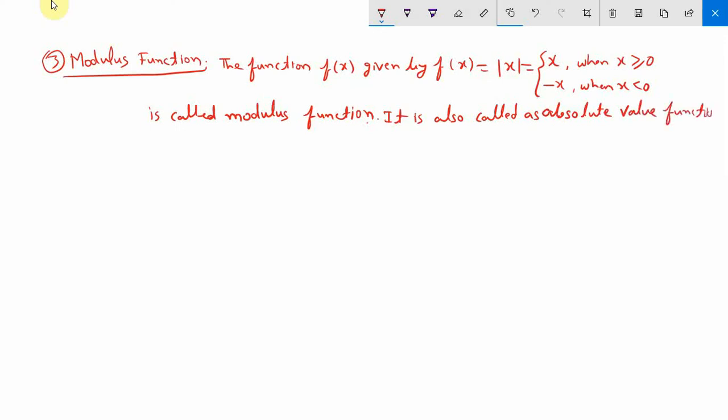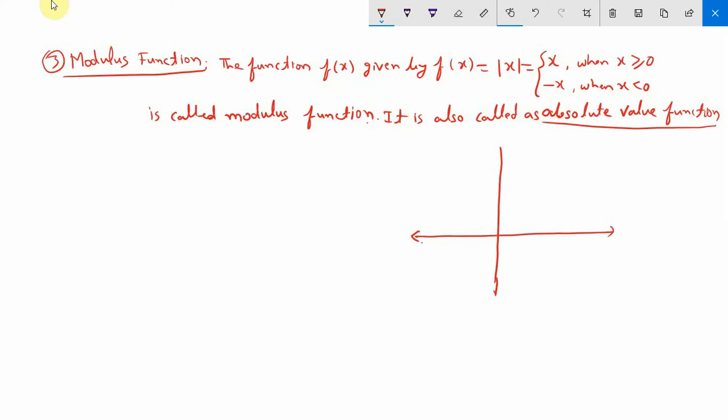Okay. So this function is also called the absolute value function. If we observe the function f(x) equal to mod x, the domain will be the real set R and the range will be all positive real numbers including 0. Okay friends. So if we represent this on a graph, it will be like this.